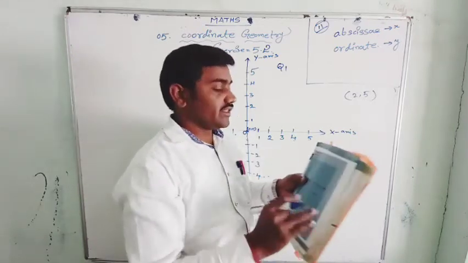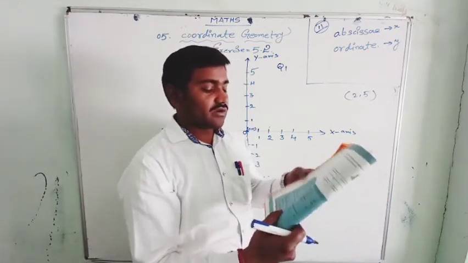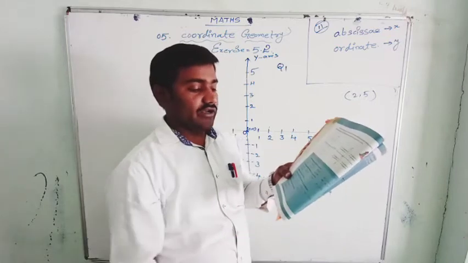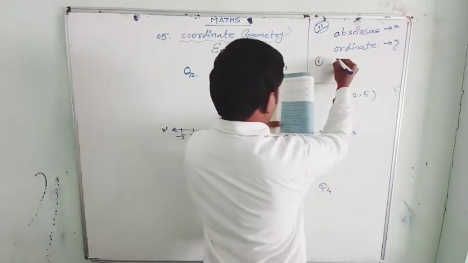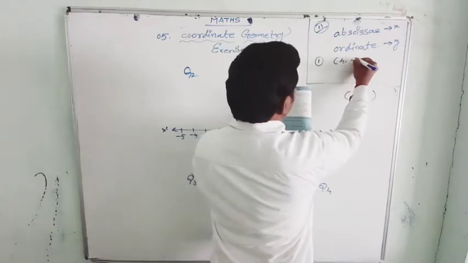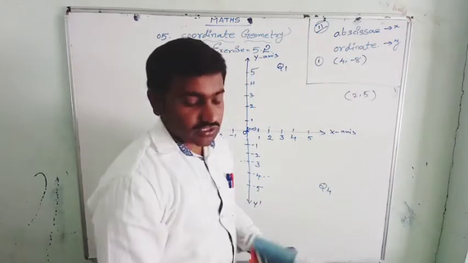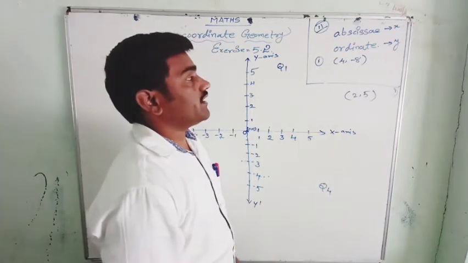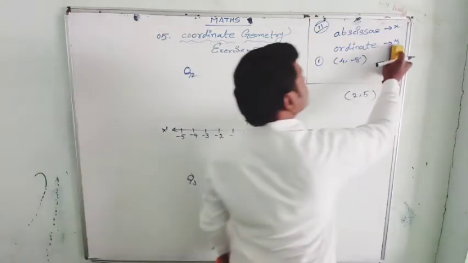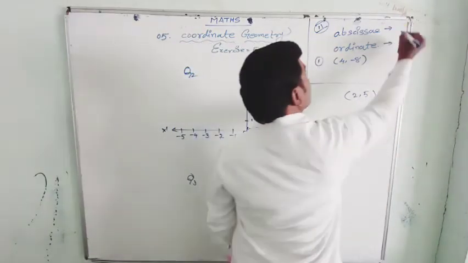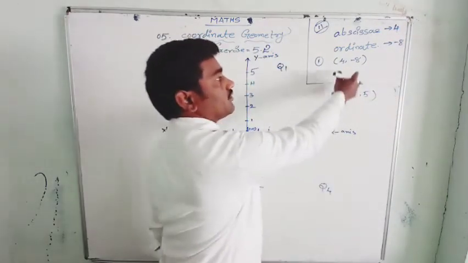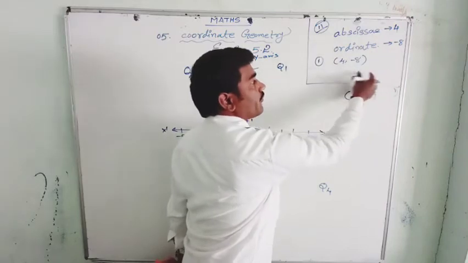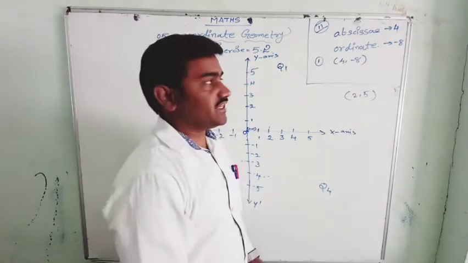Now in every question we have to write what the abscissa is and what the ordinate is. Very easy. The first question here is 4 comma minus 8. What is the abscissa here? Abscissa is 4 and ordinate is minus 8. This is the solution you have to write here: abscissa 4, ordinate is minus 8.